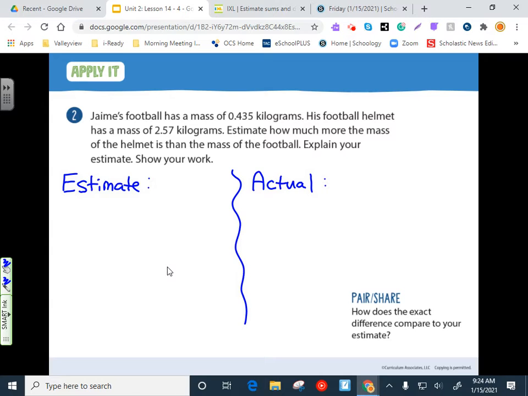Jamie's football has a mass of 0.435 kilograms, or 435 thousandths kilograms. His football helmet has a mass of 2.57 kilograms, or 2 and 57 hundredths kilograms. Estimate how much more the mass of the helmet is than the mass of the football.